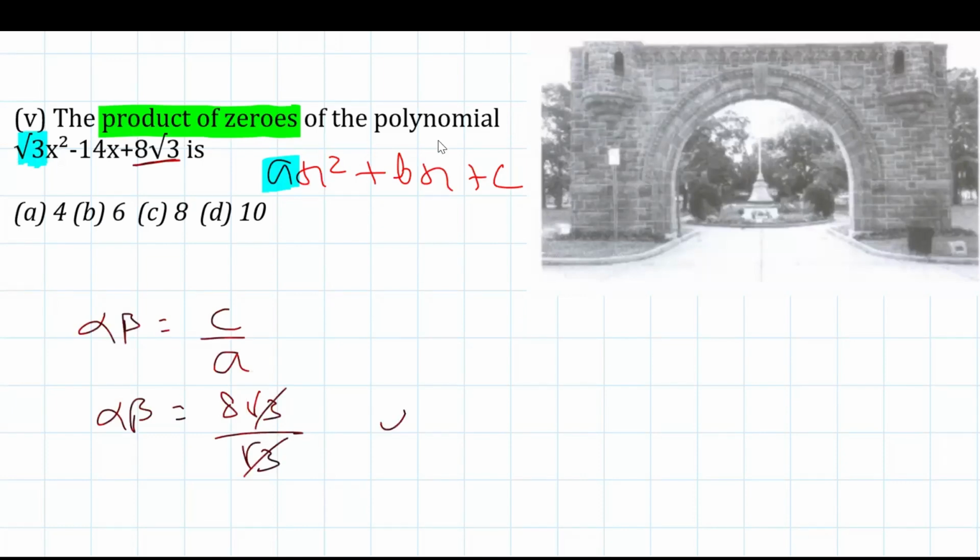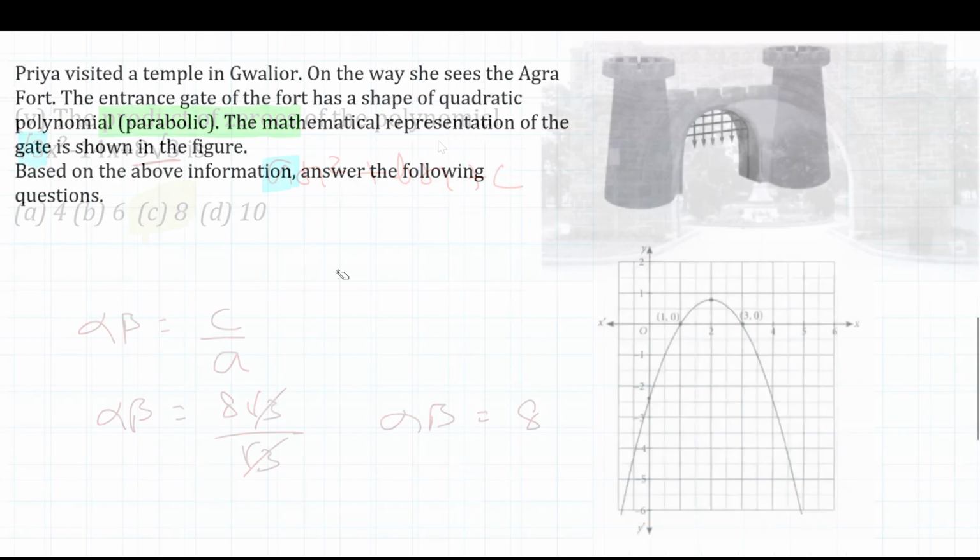So this gets cancelled. As a result, we get the product of the zeros as 8. So we'll say that option C is correct in this case.